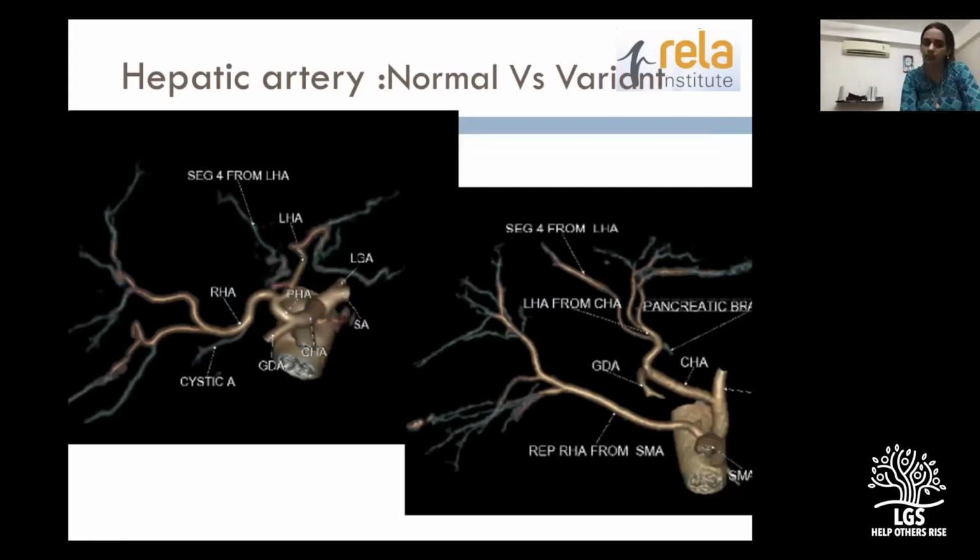Is there time, Ashwin, that I can just show a few salient arterial variants? Yes, Dr. Priya, go for it. Thank you. So just a couple more slides left.